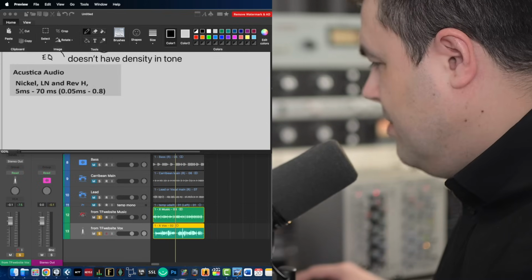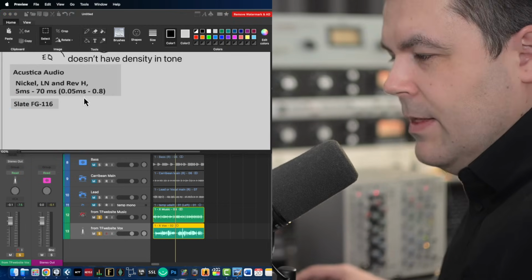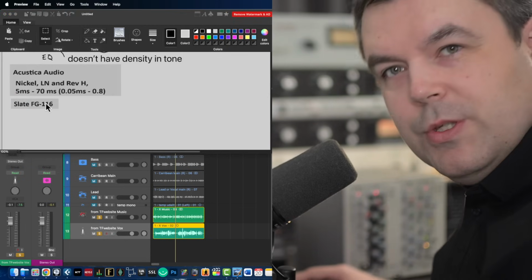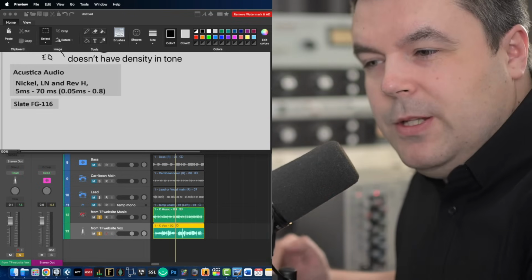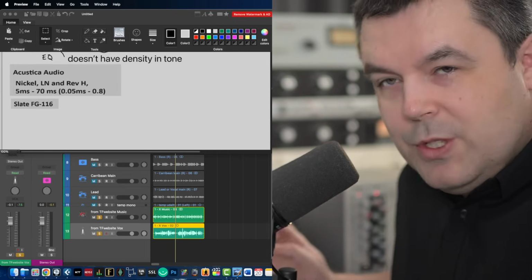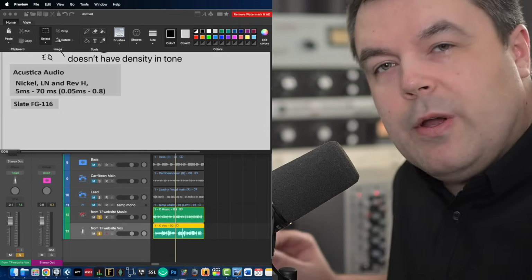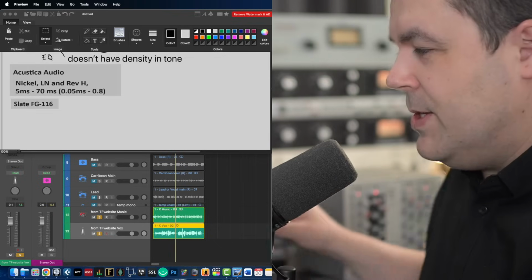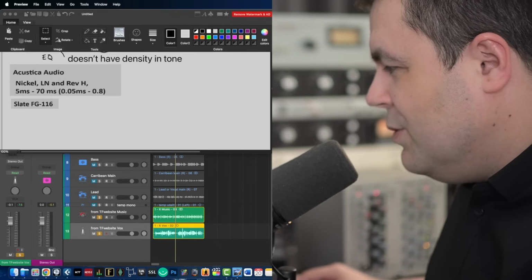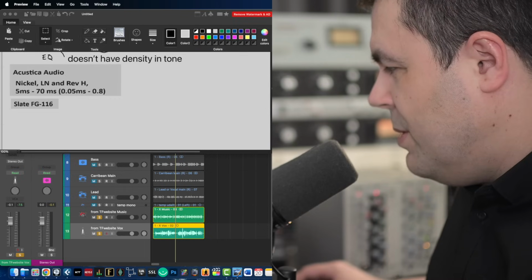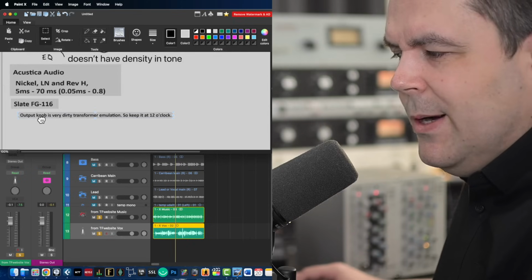Another plugin based on 1176, Slate FG-116. They have black face and blue stripe emulation as well and some custom version. I don't have it on my computer as I don't use Slate plugins, but I was using Slate plugins to some extent back in the day. I remember a very cool trick I found with this compressor. Actually, this compressor, the black one, the standard one, sounds dirty, because the output knob is a very dirty transformer emulation. So you always get some very strange sound with this compressor.